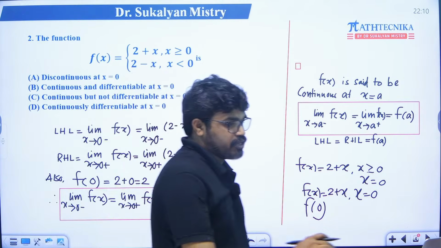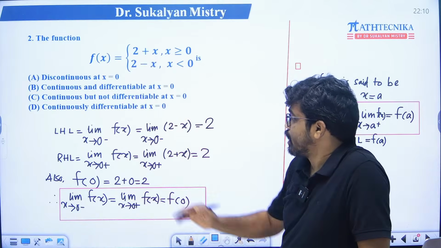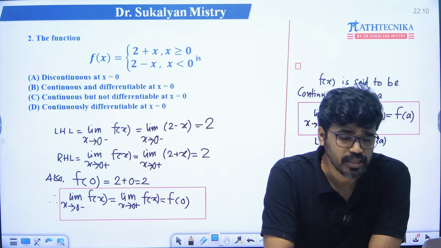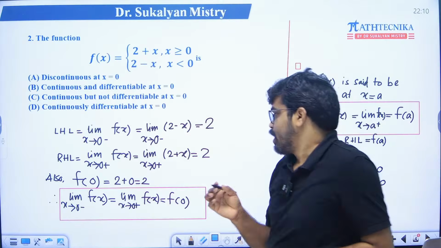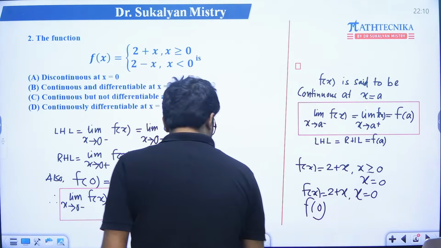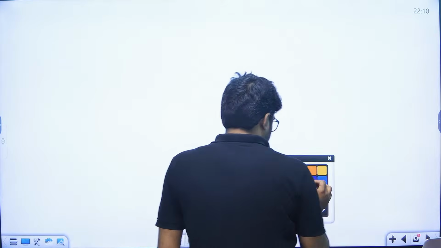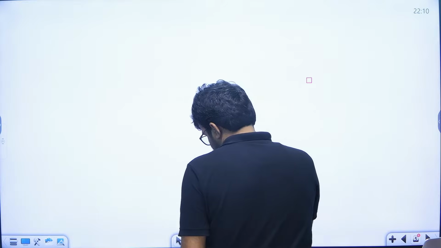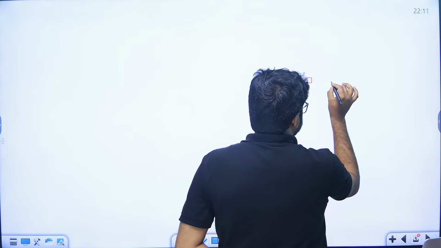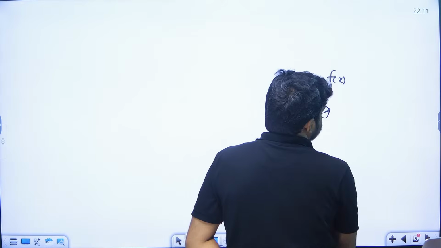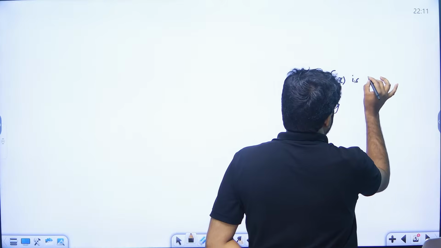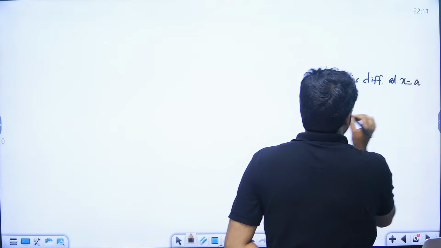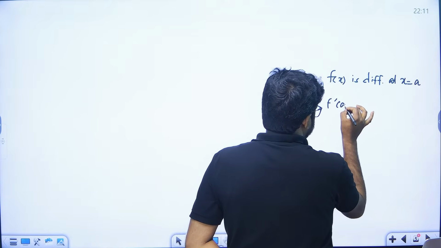Now we have to calculate differentiation. It is continuous, and also we have to check whether it is differentiable or not. So what is the definition of a differentiable function? See this definition. What is the definition of differentiability? A function f(x) is said to be differentiable or derivable at x equal to a if f dash a exists. What is f dash a?